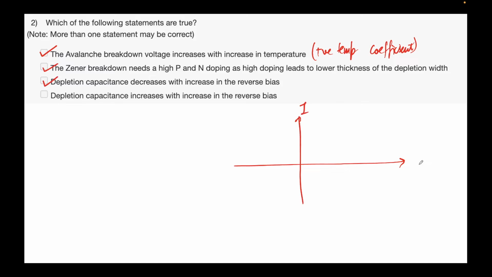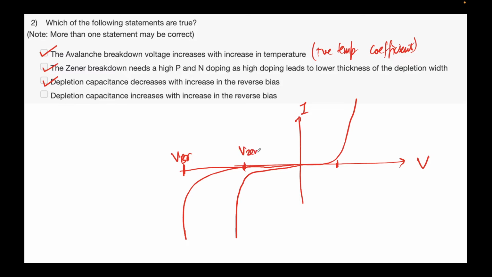And just to complete the whole picture, this is how a typical IV characteristic looks. This is called the knee voltage over here, and on the reverse side you have the reverse saturation current, and then it breaks down. So this is, let's say, my V breakdown, and the Zener diode breakdown is also there, but it usually happens at a lower voltage. So this is, let's say, V Zener.